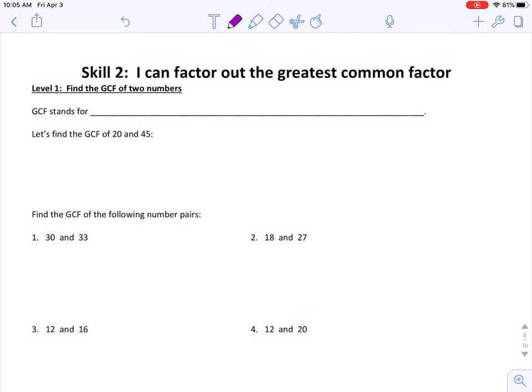Okay, welcome back everybody. We're going to go on to the second part of Unit 9, which is greatest common factors, and that's actually what this abbreviation GCF stands for. So GCF stands for greatest common factor.